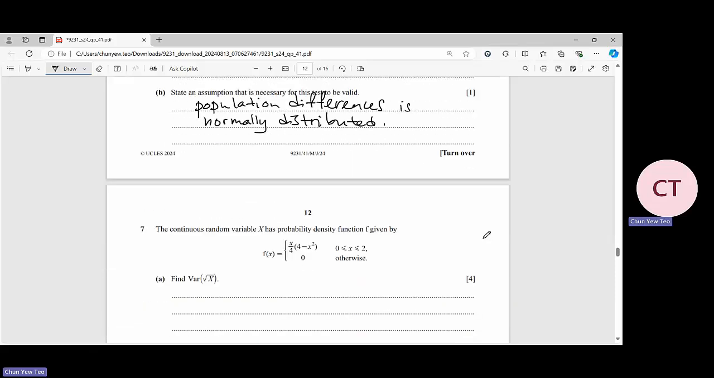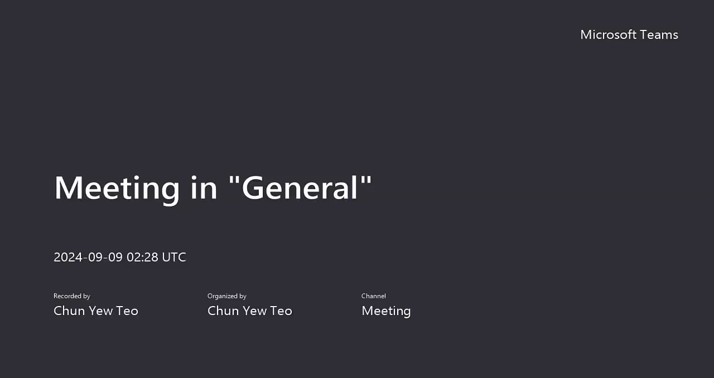Okay, moving on. Now we take a look at question number 7. The continuous random variable x has a probability density function f given by the following. Find the variance of the square root of x.